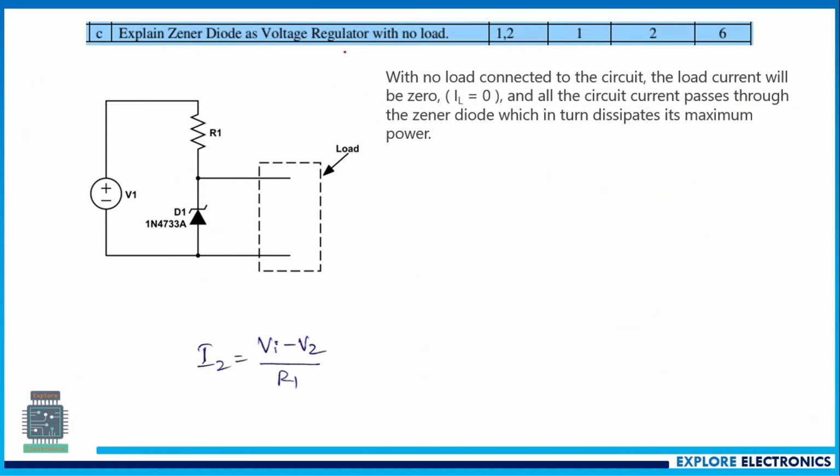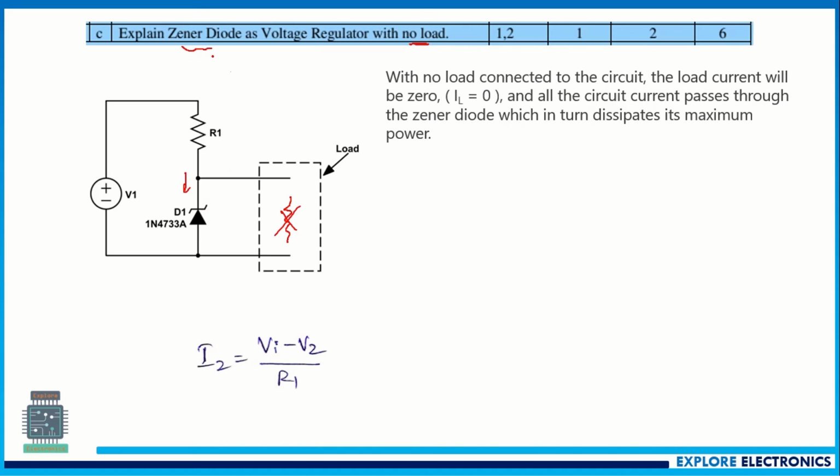And explain Zener diode as voltage regulator with no load. No load condition means there is no resistor over here. When there is no resistor, you need to explain what the current flowing through the diode is. First, before going to that, explain the Zener diode as a voltage regulator.